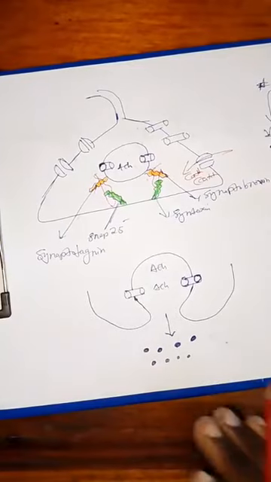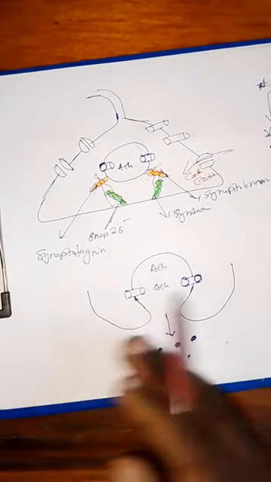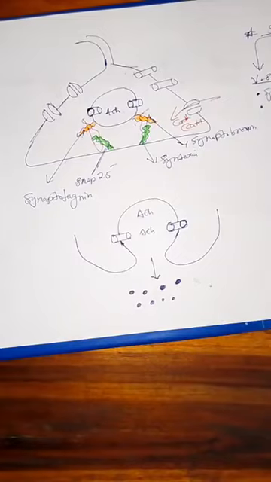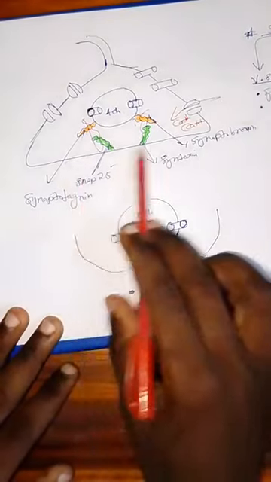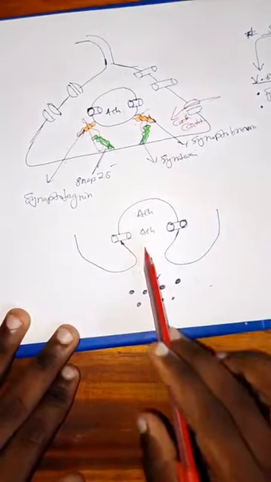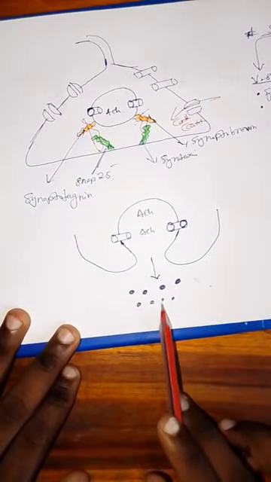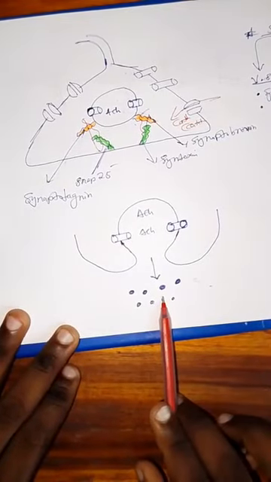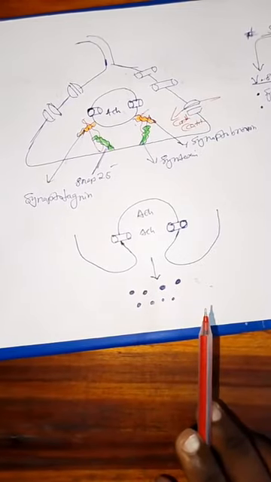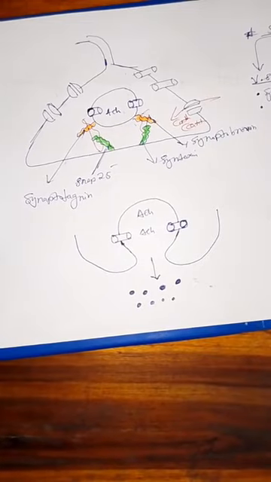Okay. Now, when the vesicle is put against the presynaptic membrane, what will happen? Through exocytosis, this vesicle membrane will fuse so that it releases the acetylcholine. So now there will be release of acetylcholine. When the acetylcholine is released, where does it go?